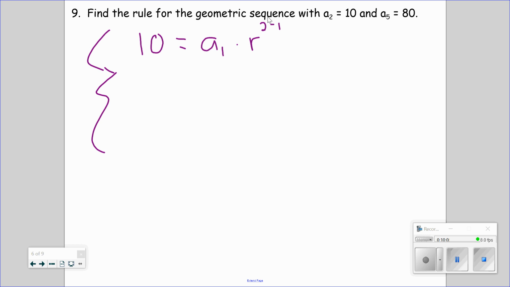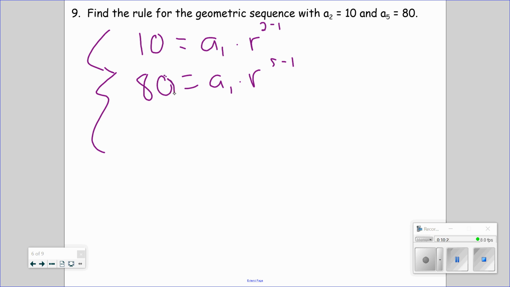Now, A5 equals 80. I'm going to put the 80 in for AN. Still don't know A1. Still don't know R. But I know this is the fifth term, so I can put a 5 in for N. And this is called a system of equations. And when we solved this one in class that day, we learned the lesson.